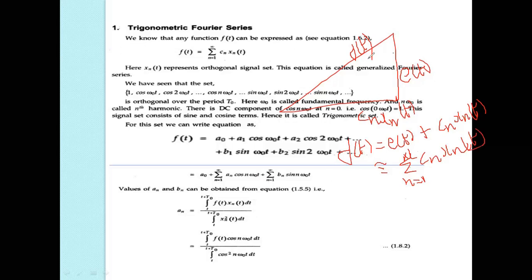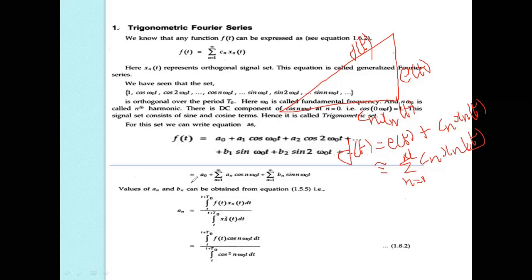The right angle triangle considers the two signals and the approximation signal, the sum of cn xn of t, and there is an error signal e of t which is very small. So f of t is equal to the approximate signal. We have seen that the set having 1, cos omega naught t, cos n omega naught t, and sin omega naught t, and so on, sin n omega naught t. Take a naught as a value, a1, a2 and so on as the coefficients of the cosine functions, and b as the coefficient for the sine functions.